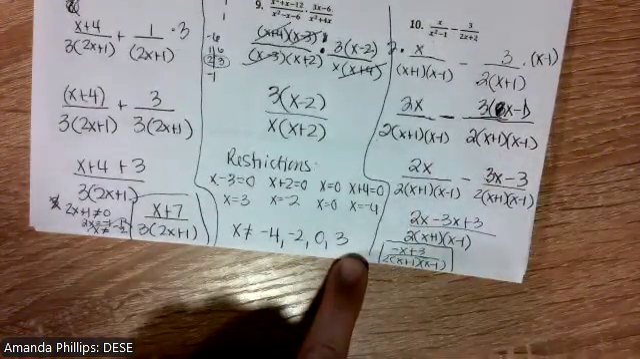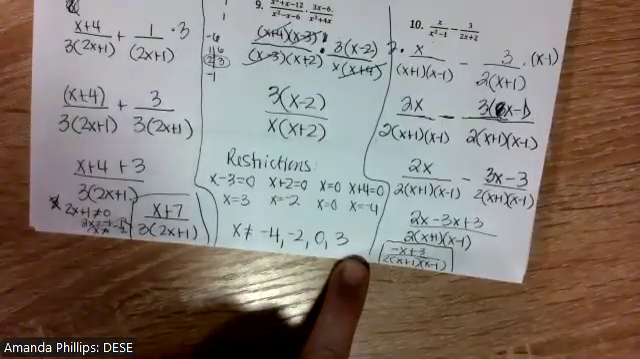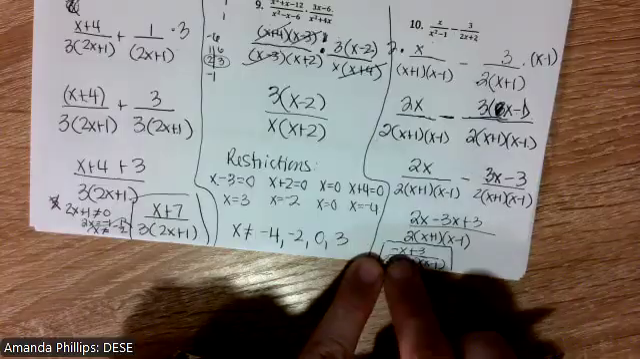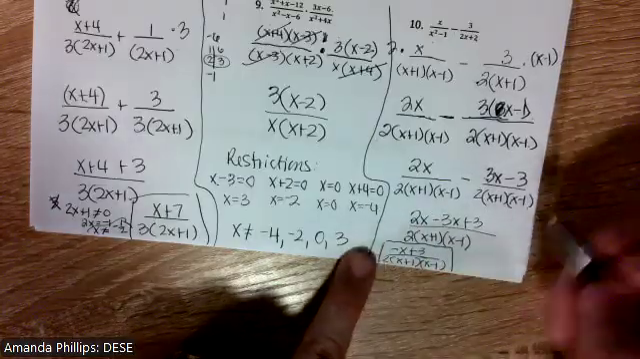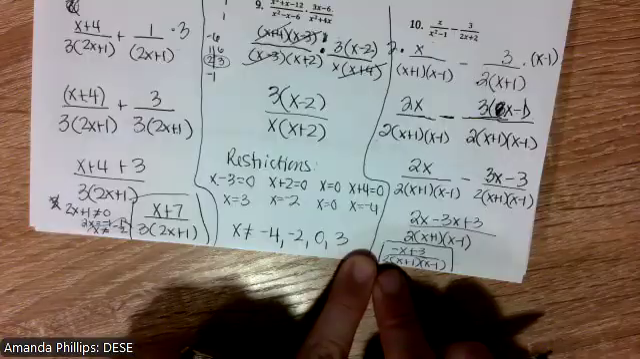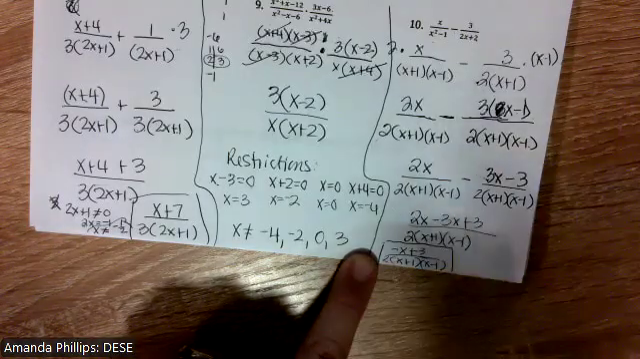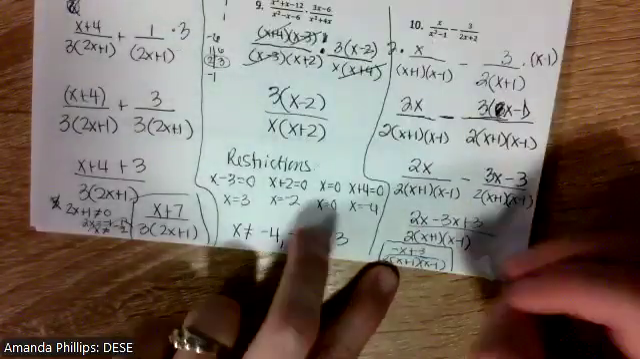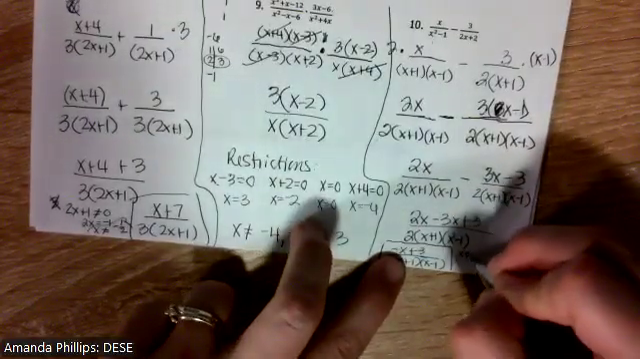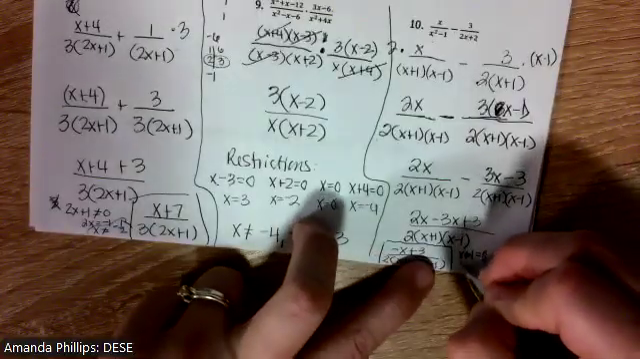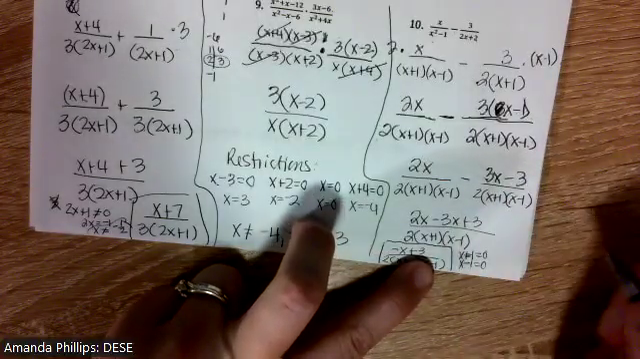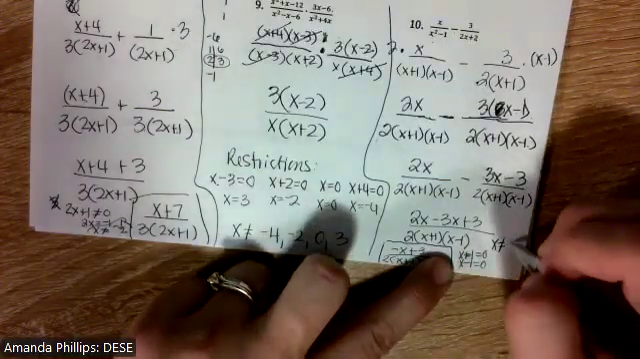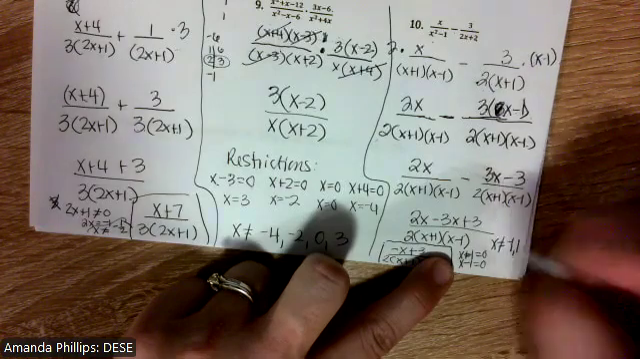Okay. Now, here is my final simplified answer, but I got to look at the restrictions. So remember, we're looking at our restrictions of what's in our denominator. We didn't cancel anything out in our denominator, so we can just look at this and say, okay, well, 2 can't be 0. That's fine. 2 is 2. Okay, so we have here that x plus 1 cannot be 0 and x minus 1 cannot be 0. And so that means that x cannot be, if you were to solve this, -1 or +1.